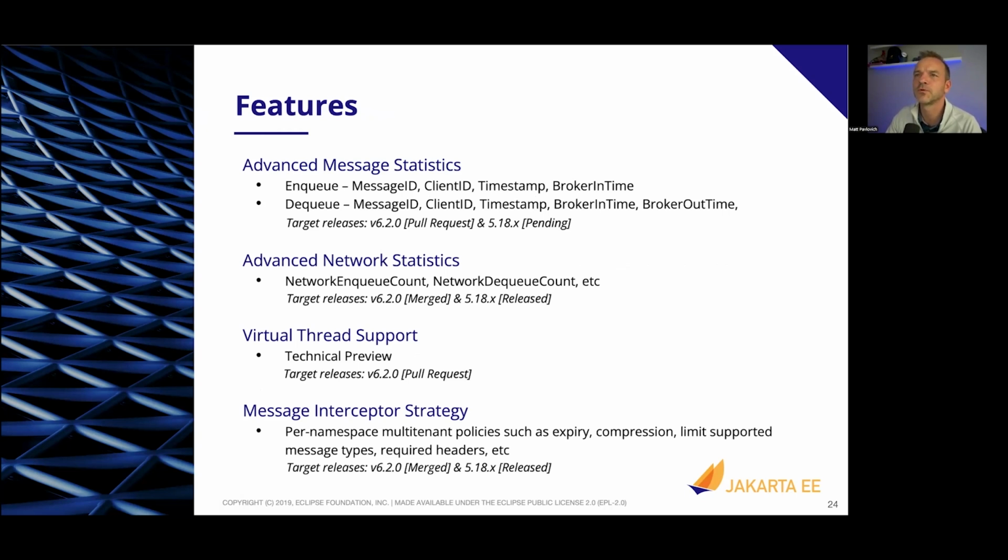This is in pull request. This will go into 6.2 and 5.18. Similarly, there's an advanced network statistics metric. This is already merged in 6.2 and it's already been released in 5.18, but this provides network enqueue and network dequeue counts so you can track when messages come into a queue.